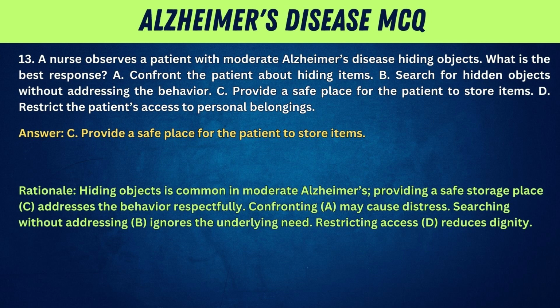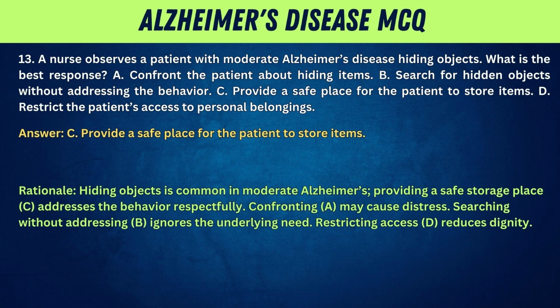13. A nurse observes a patient with moderate Alzheimer's disease hiding objects. What is the best response? A. Confront the patient about hiding items. B. Search for hidden objects without addressing the behavior. C. Provide a safe place for the patient to store items. D. Restrict the patient's access to personal belongings. Answer: C. Provide a safe place for the patient to store items.